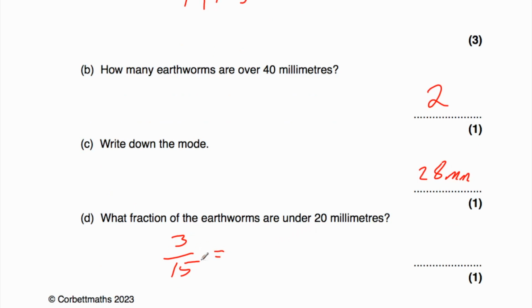Now we can cancel down this fraction. 3/15ths, they're both divisible by 3. 3 divided by 3 is 1, and 15 divided by 3 is 5. So our answer could be 1/5, or you could leave it as 3/15ths because we weren't actually asked to cancel it down, but I'm going to give mine as 1/5.